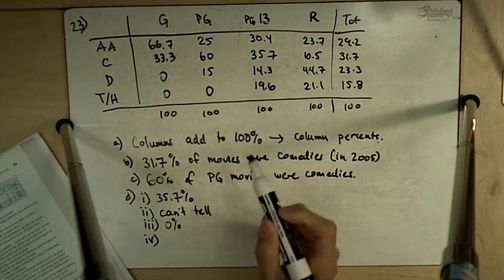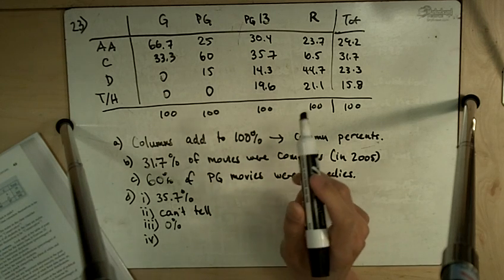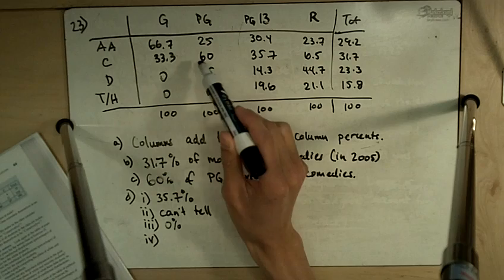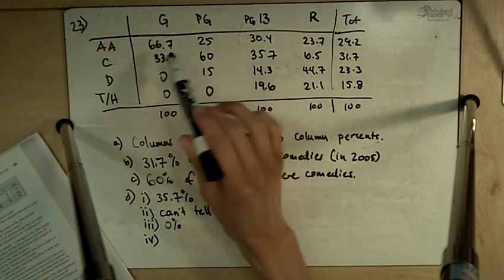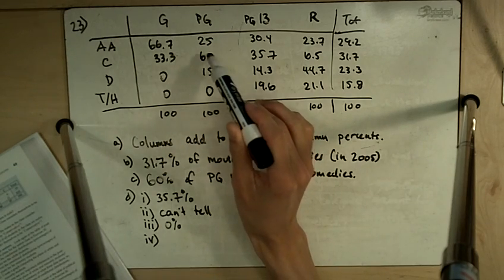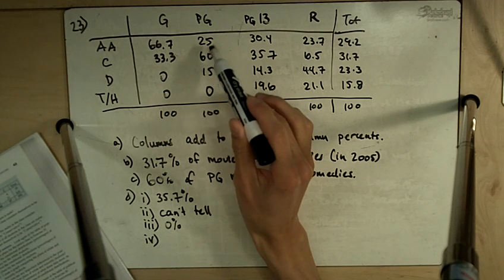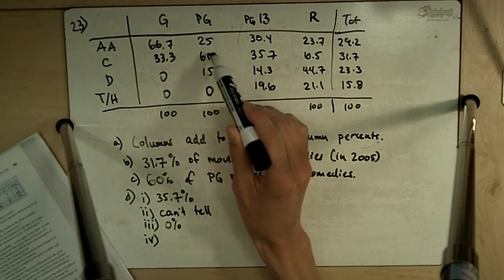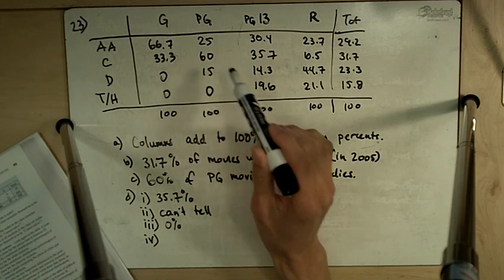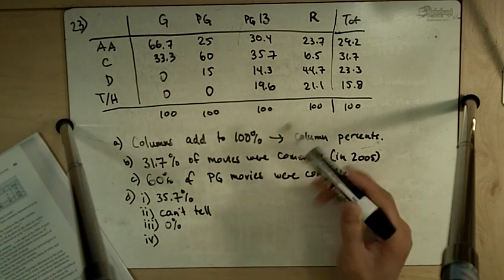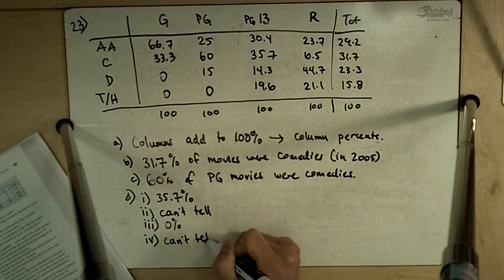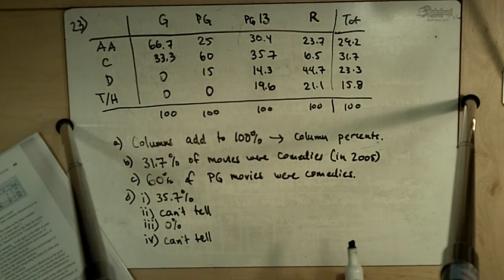And finally, we want to know the percentage of 2005 movies that were PG-rated comedies. So we want to know the table percentage for this cell right here, PG-rated comedies. Again, we don't have the actual counts of these cells, and so we can't tell on this one. And that is problem 23.